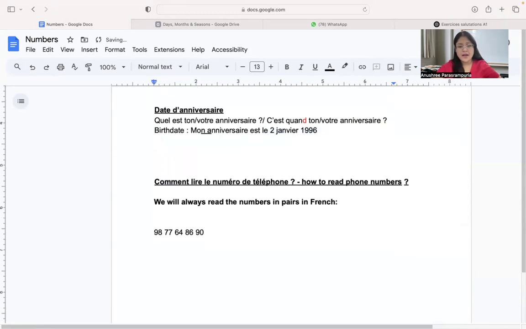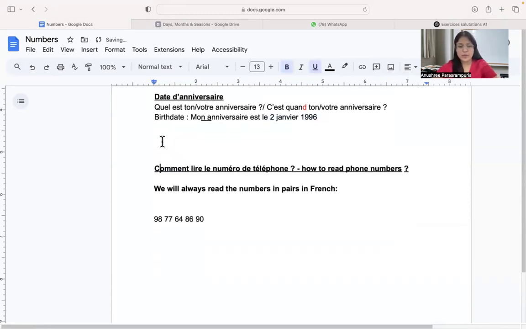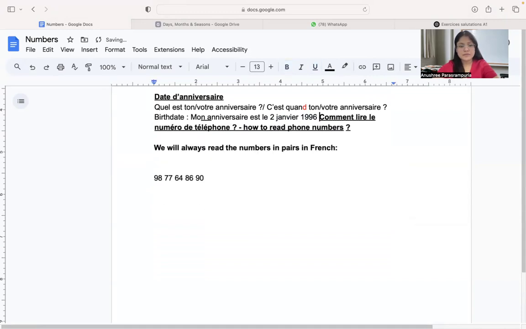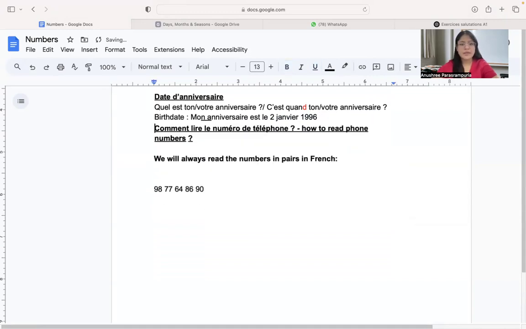Let's move ahead. How do you read your numbers in French? How to read numbers in French? I will be reading this in French. Comment means how. Lire le numéro de téléphone. Okay, that means how to read the number in French. Numbers in French are always read in pairs. Like how in India we would normally have read this as 9877648690. However, in French we do not say the numbers separately, but we say them in pairs.